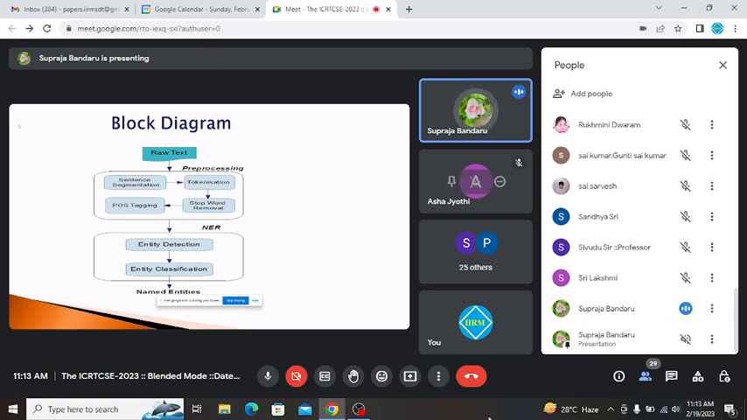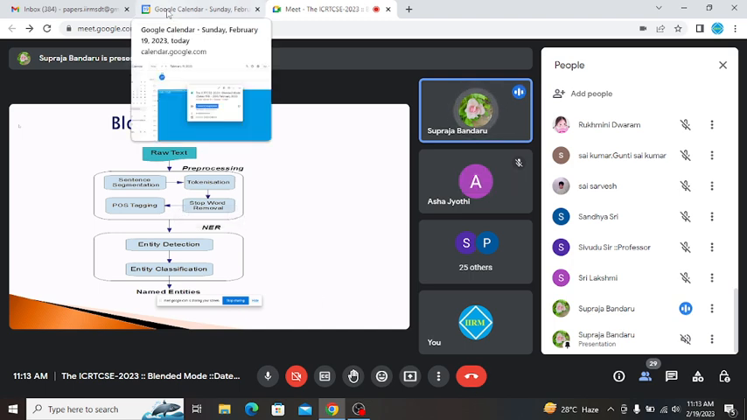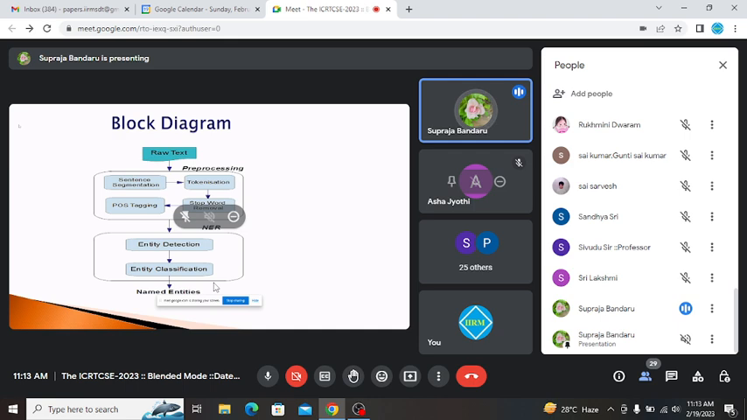In the block diagram, it will take a raw text, and the raw text is nothing but a paragraph or some kind of document, which is a collection of sentences. Sentence segmentation will divide the document or paragraph into different sentences, and then it will take each sentence and divide it into each word in tokenization and stop word removal.